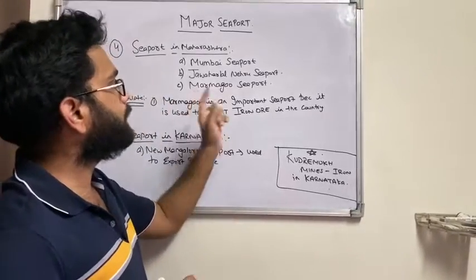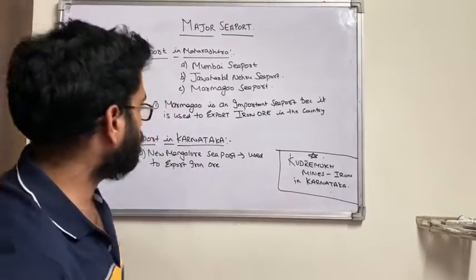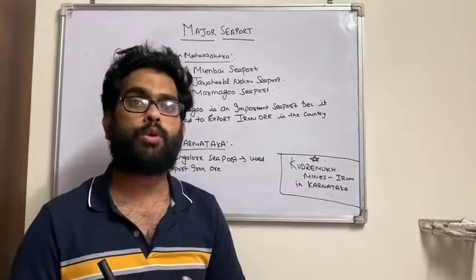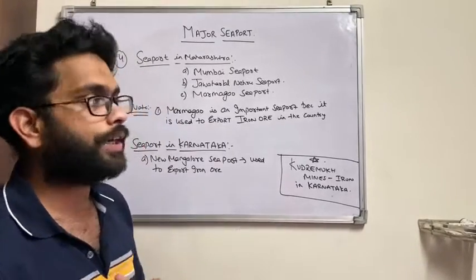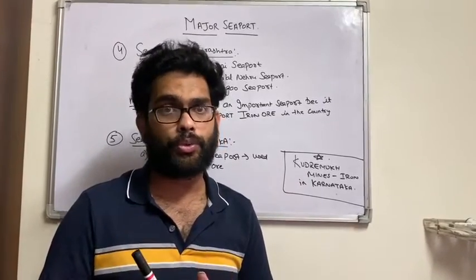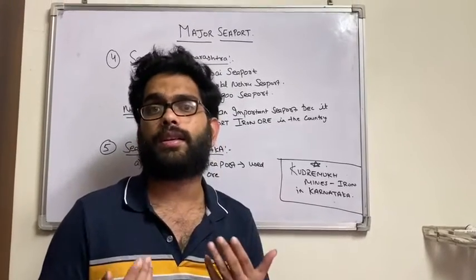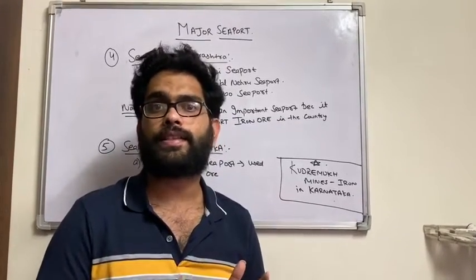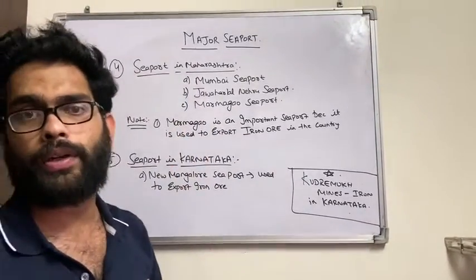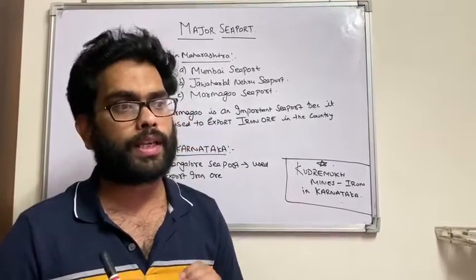Now the third seaport is Marmagao Seaport. This is a very important seaport. Why? Because it is a seaport which is used to export iron from our country to other countries. We have discussed that waterways are used mainly to transport bulky goods, and it costs us cheaper than railways and roadways. That's why. So Marmagao, note this point very carefully. You should learn that Marmagao seaport is important for the export of iron.